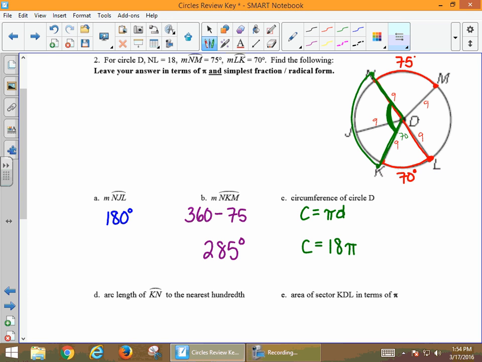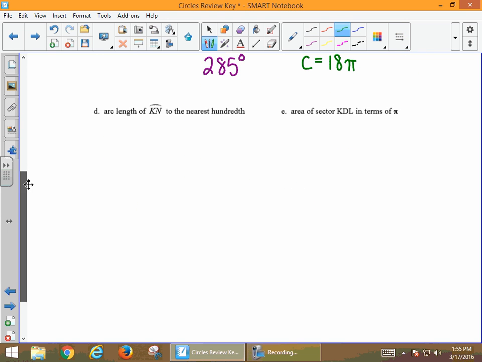So if I think now about the straight line from N through L, a straight line is 180 degrees. This central angle is 70 degrees. So that means my central angle here in green is 180 minus 70, which tells me 110 degrees. So right here in the middle, right where this green is, this angle is 110 degrees.